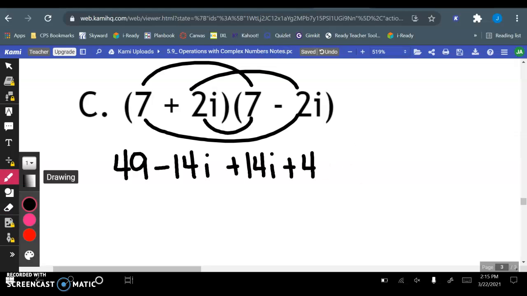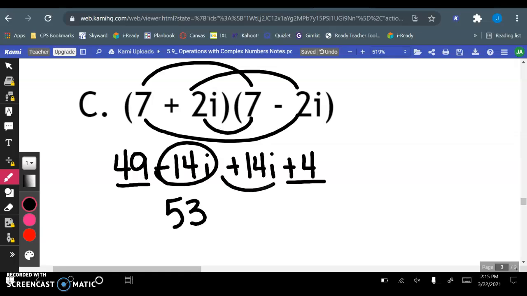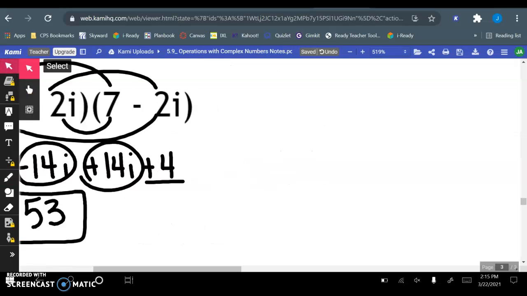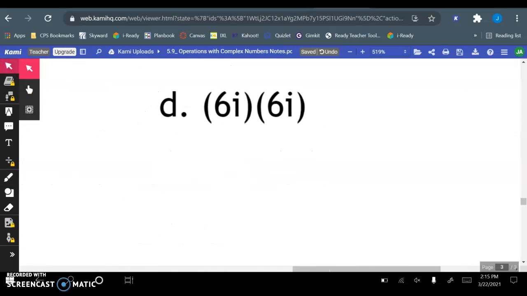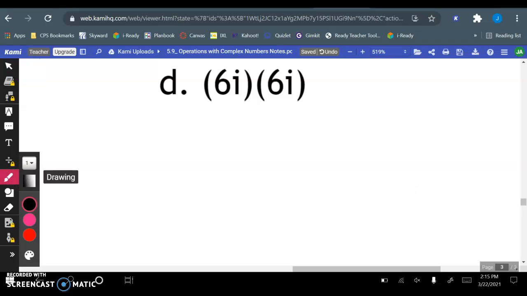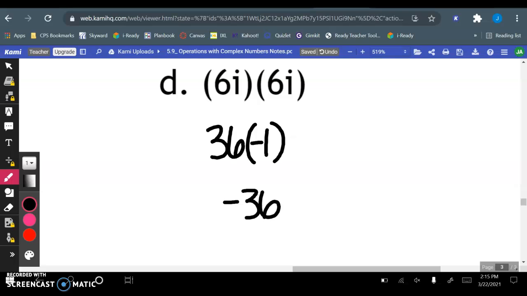Then we combine like terms. 49 plus 4 would give us 53. And negative 14i and positive 14i cancel out. So 53 is our final answer. And then here, 6i times 6i. 6 times 6 is 36. i times i is i squared. i squared is the same thing as negative 1. So 36 times negative 1 would be negative 36.